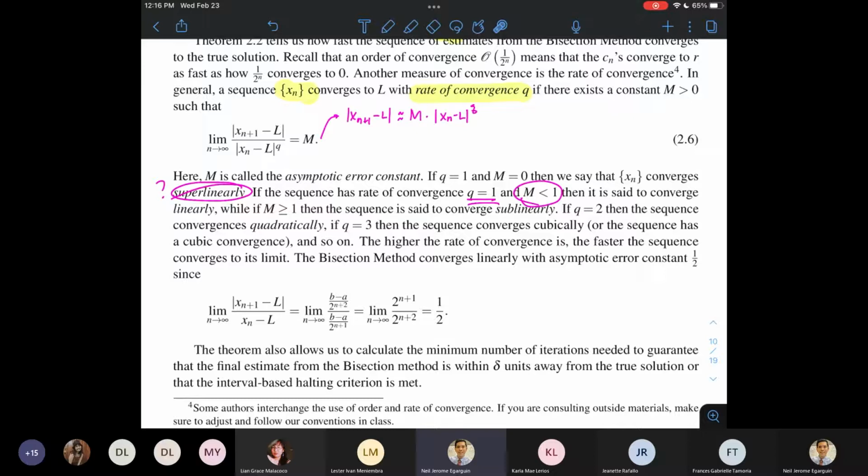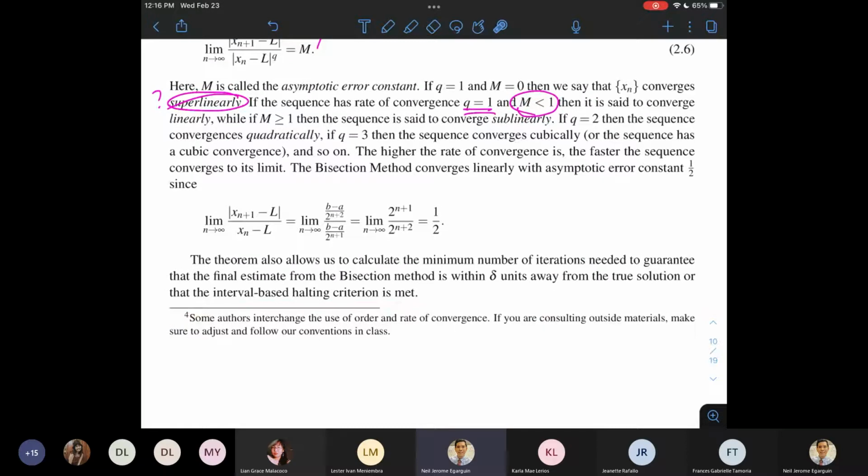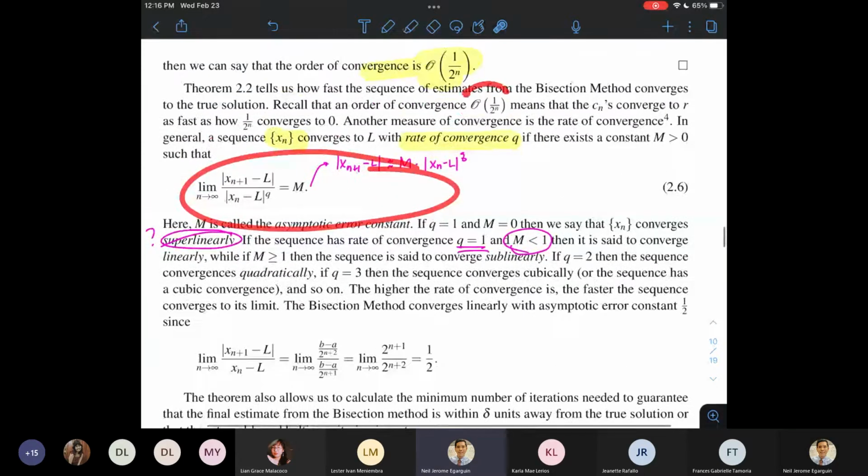But I have a footnote here pala before going there that the terms rate and order of convergence are often interchanged by some authors. So depende sa babasahin yung book. Minsan ang definition nila ng order of convergence ay ito. Tapos ang tinatawag nilang rate of convergence ay yung mga big O.